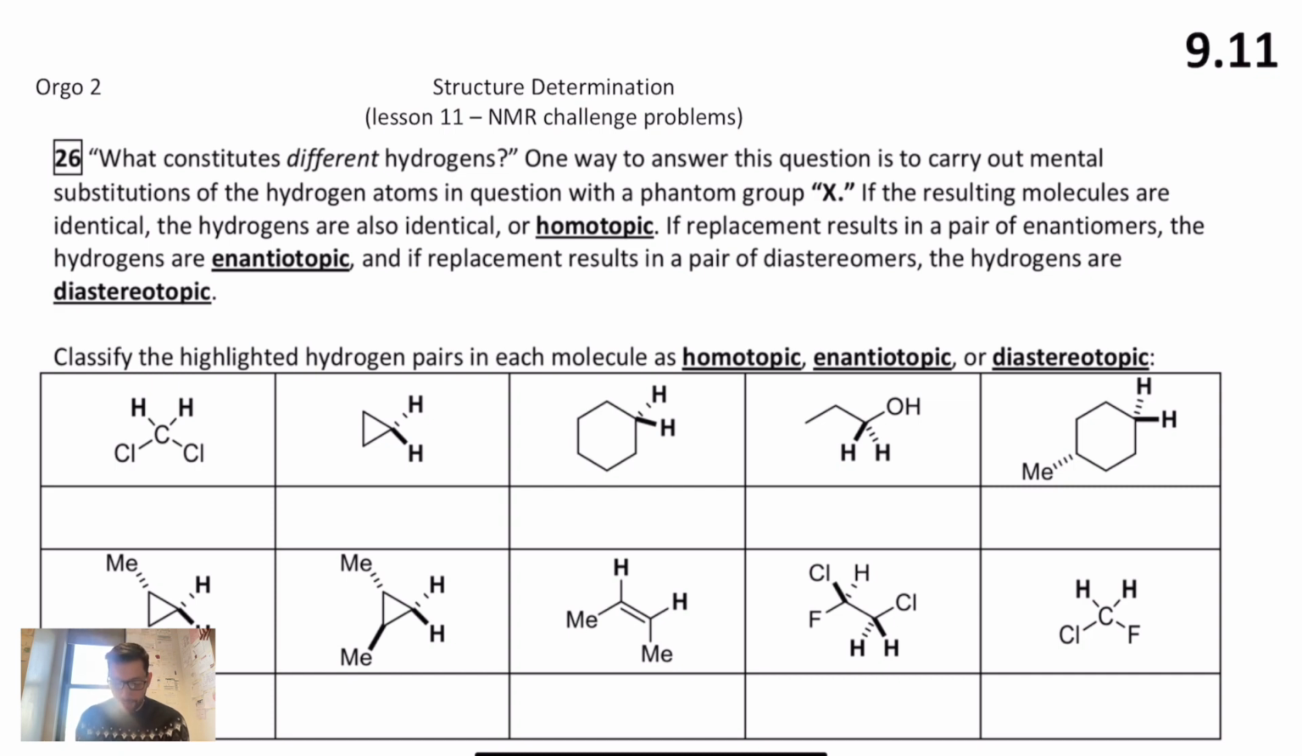What constitutes different hydrogens? We can classify hydrogens as being equivalent or non-equivalent in different ways. If they're in exactly the same environment, they classify as what are called homotopic. We can tell that by replacing one of the H's with some arbitrary other group X to make it different. And if that doesn't change anything about the molecule, those count as homotopic hydrogens.